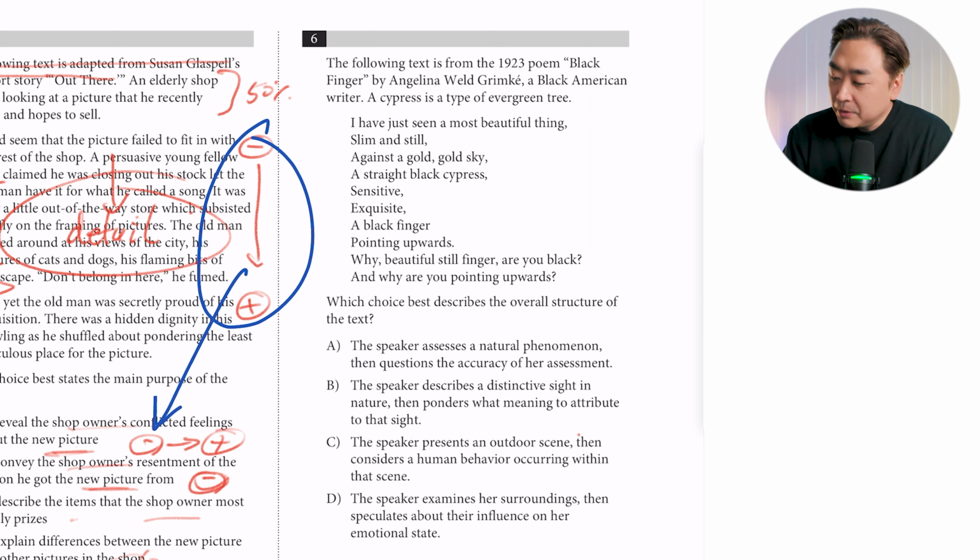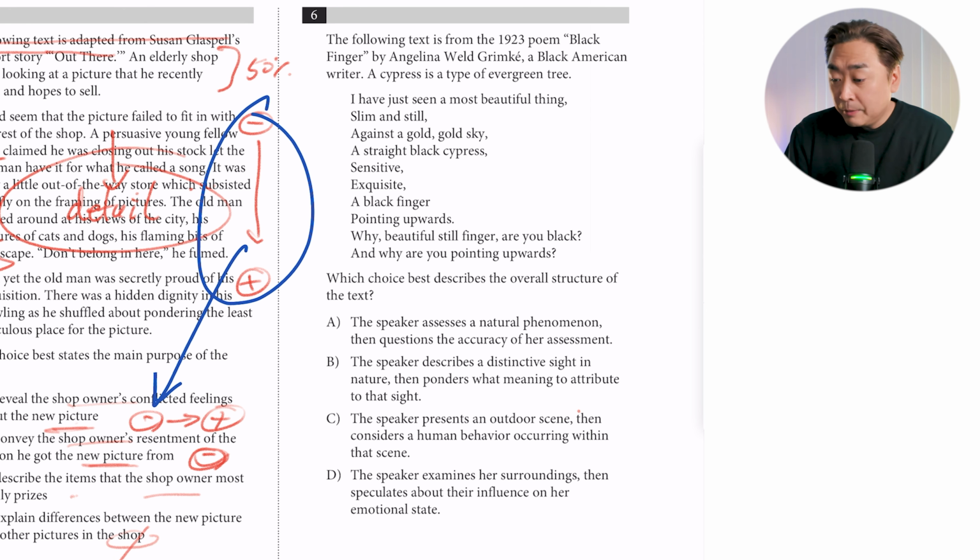Let's do the same thing for number 6 here. The following text, blah, blah, blah. Again, the author's name and the title don't matter. The only thing that matters right there is that we're talking about cypress. Cypress is a type of evergreen tree. And then I'm going to read it. It says, I have just seen the most beautiful thing.